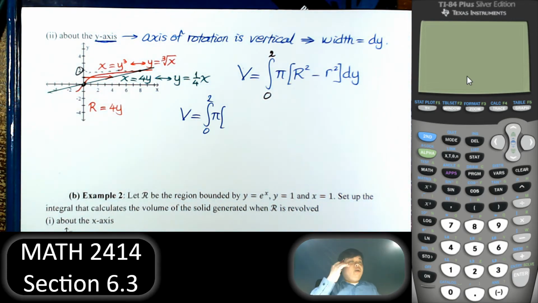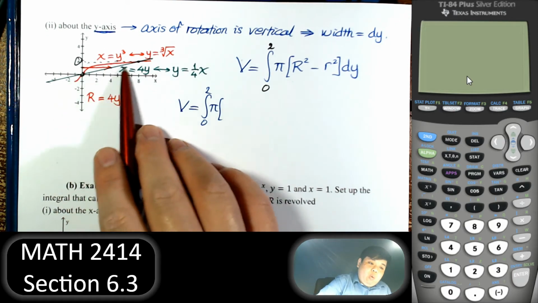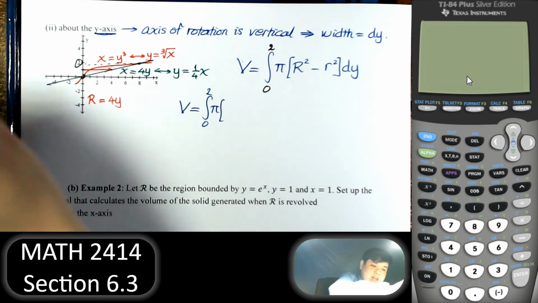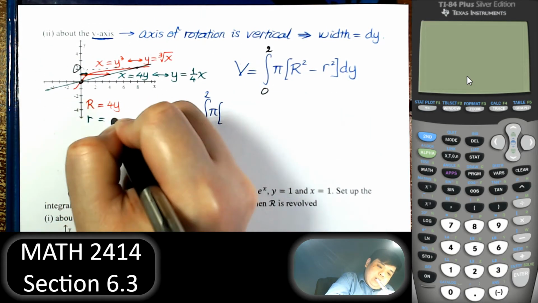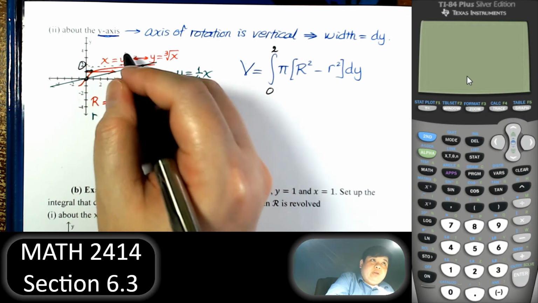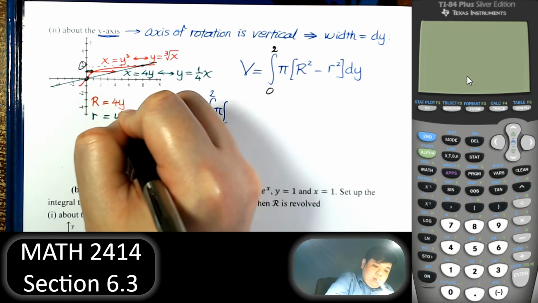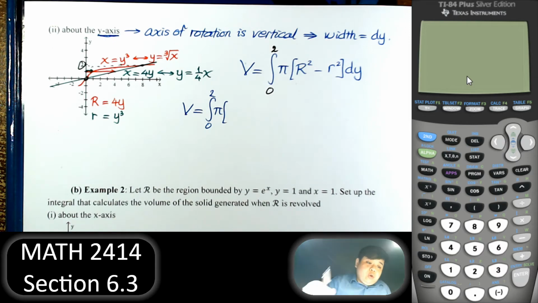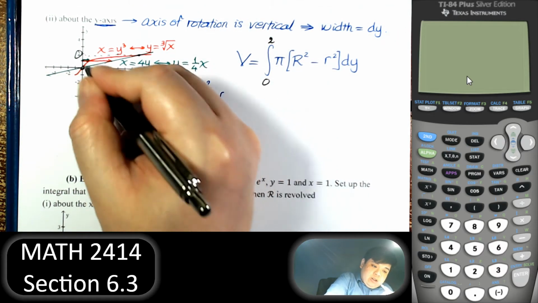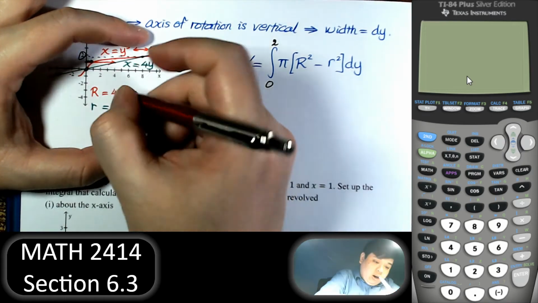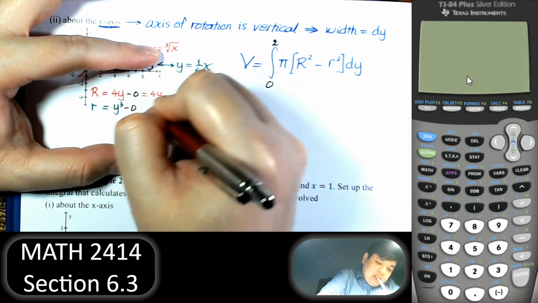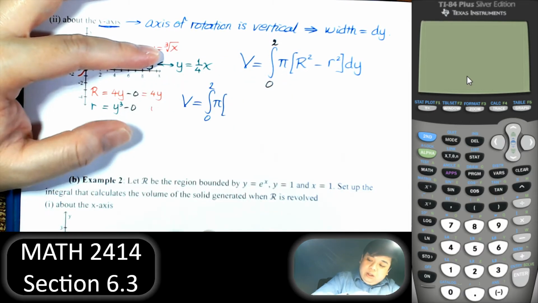So like I said, from the axis of rotation to the outer edge of the graph, the outer edge is actually 4y. And then the little radius from the axis of rotation to the inner edge is, again, we use the function in terms of y, so y cubed. Also minus 0, because the y-axis is x equal to 0. So that's what we have. The big R is 4y. The little r is y cubed.